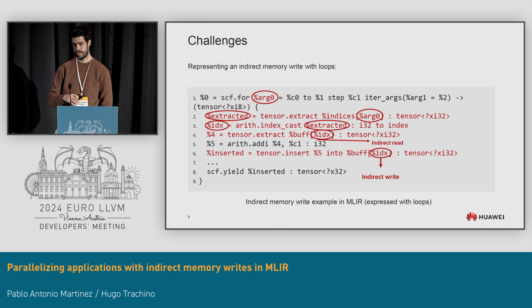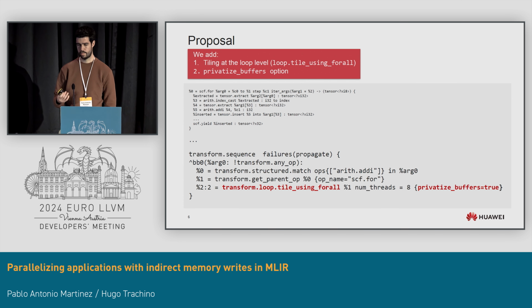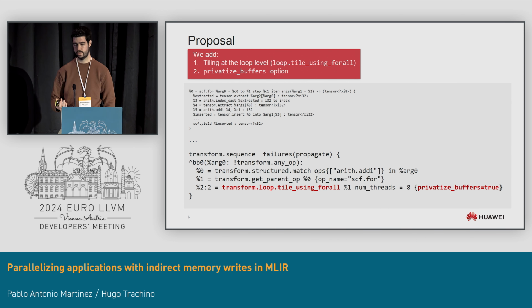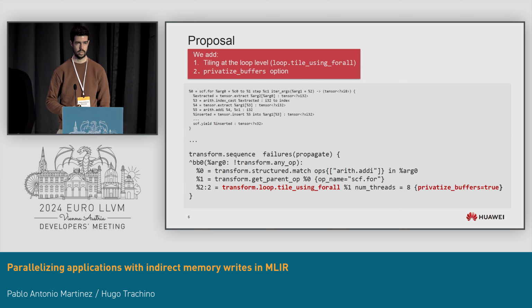And then finally, in line 6, we are inserting this element that we just added into the buffer again at the same index. So here we can see that we have an indirect read in line 4 because we are using IDX, which comes from another array. And we also have an indirect write in line 6 because we are also using this index to access the buffer.